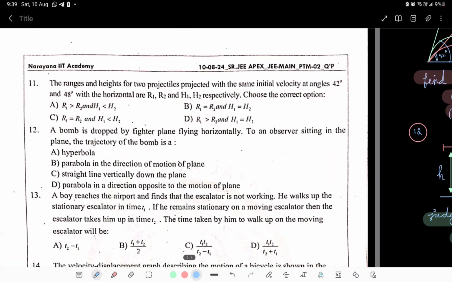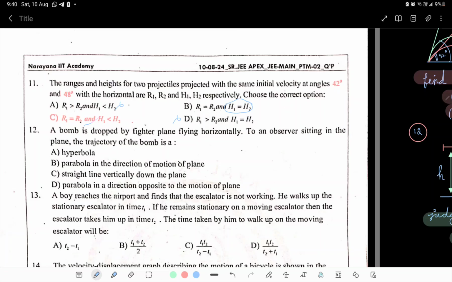Question number 11: the ranges and heights of two projectiles projected with the same initial velocity at angles of 42 degrees and 48 degrees with the horizontal are R1, R2 and H1 and H2 respectively. Choose the correct option. You can clearly see that this is the option: R1 is equal to R2 and H1 is less than H2. Why? Because 42 degrees and 48 degrees are complementary. When both are complementary, R1 is equal to R2, so you can eliminate option D and option A, and you have only one choice. H1 never will be equal to H2, therefore the answer is C, right? So that's question number 11.